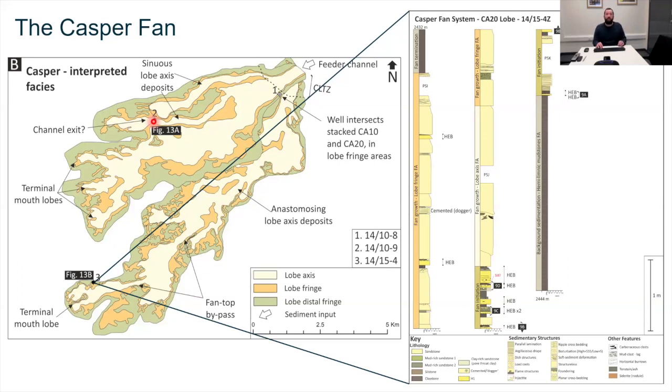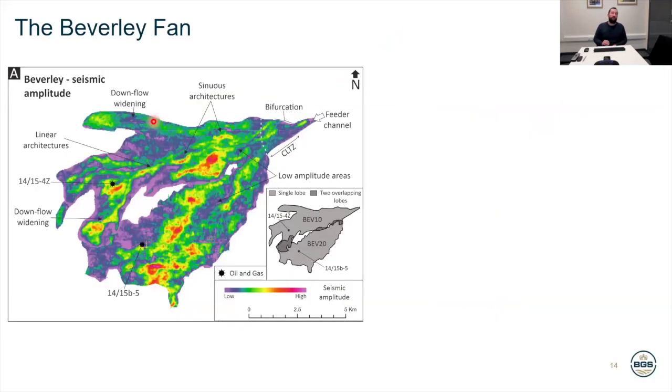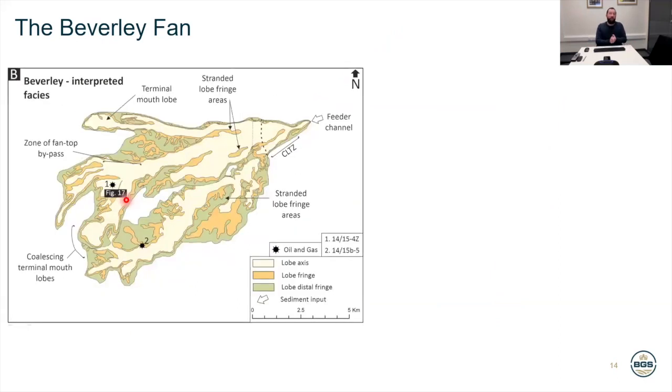So that's Casper. Beverley, I'm going to go a bit quicker through Beverley. Beverley has beautiful seismic architectures, similar sort of features that I've been talking about in the previous slide. We're going to colour it up very quickly and interpret it based on lobe axis, lobe fringe, and lobe distal fringe.